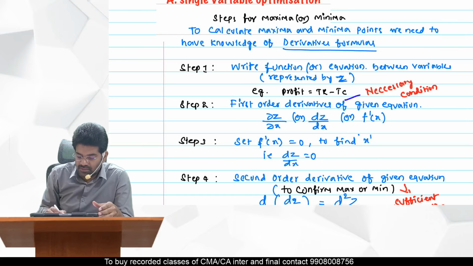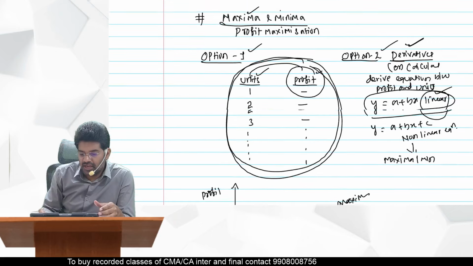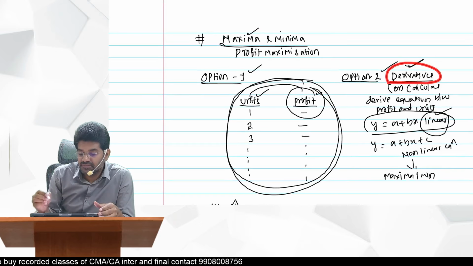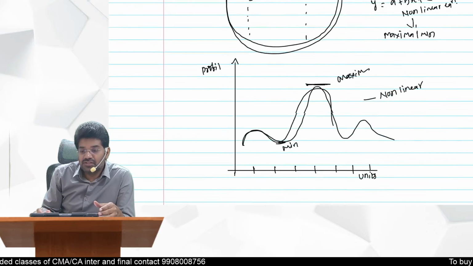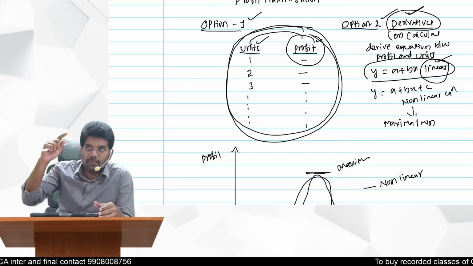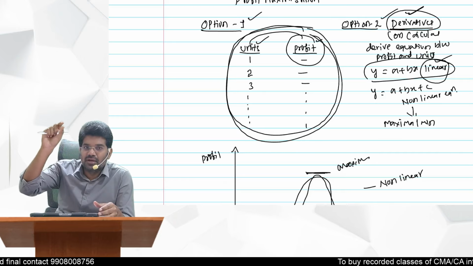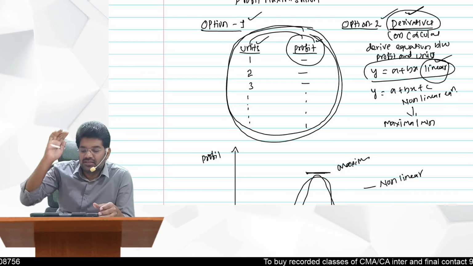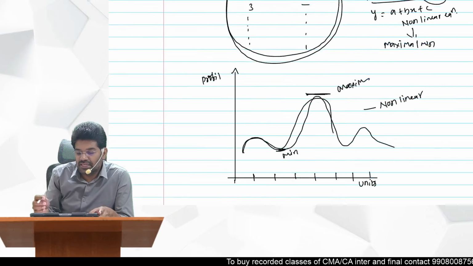What I am trying to explain here is, earlier I told you the logic of why we are applying derivatives. So derivatives are used to find out exactly at what point we will have the maximum or minimum. To get that only, we are using derivatives.